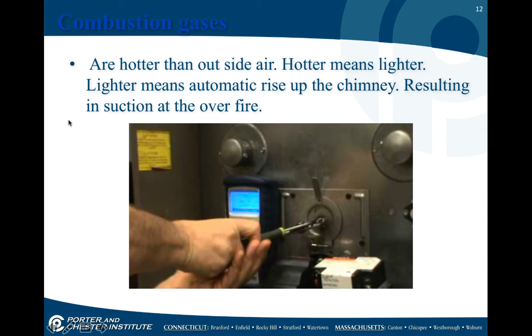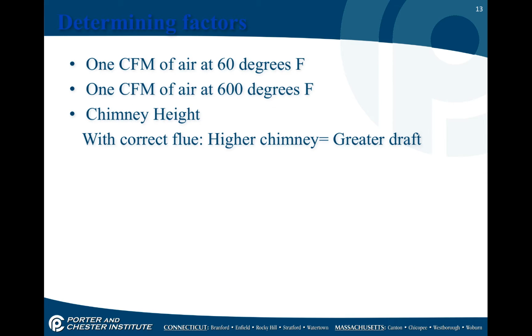Okay, combustion gases are hotter than the outside air. Hotter means lighter. Lighter means automatic rising up the chimney, resulting in suction over the fire. So what this technician is doing here, he's using his draft gauge, and he's going to be taking a reading over the fire. Okay, and it's just done right at the access door. Every oil furnace has a spot to take an over the fire draft.